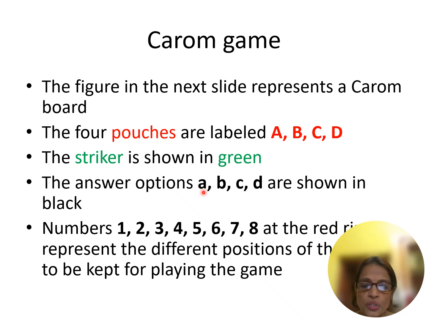What are these answer options? I will have a question for you, just like the MCQs. For MCQs, you will have the option A or B or C or D. So these A, B, C, D are shown in black on the carom board. I'll show you the diagram again. Then numbers 1, 2, 3, 4, 5, 6, 7 and 8 represent the red ring on the carom board where you are supposed to keep the striker. That position is designated by 1, 2, 3, 4, 5, 6, 7 and 8.